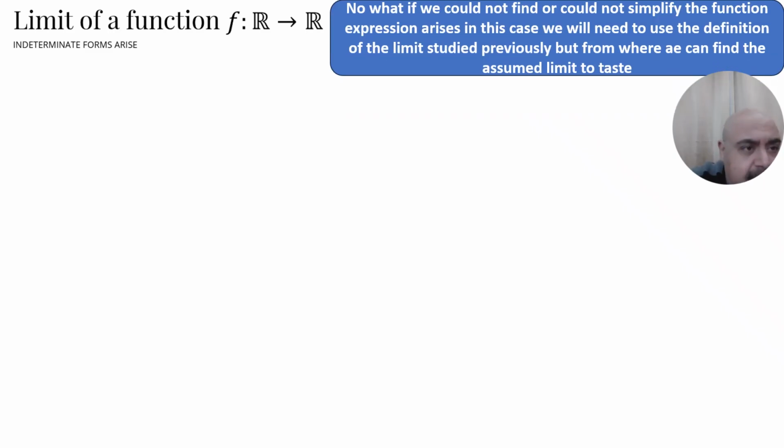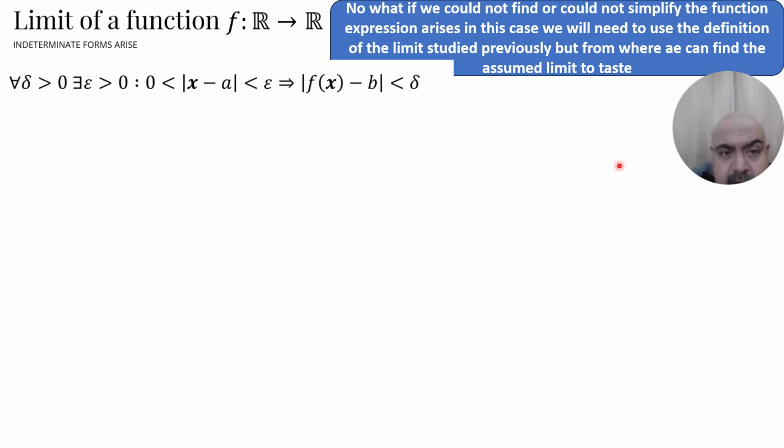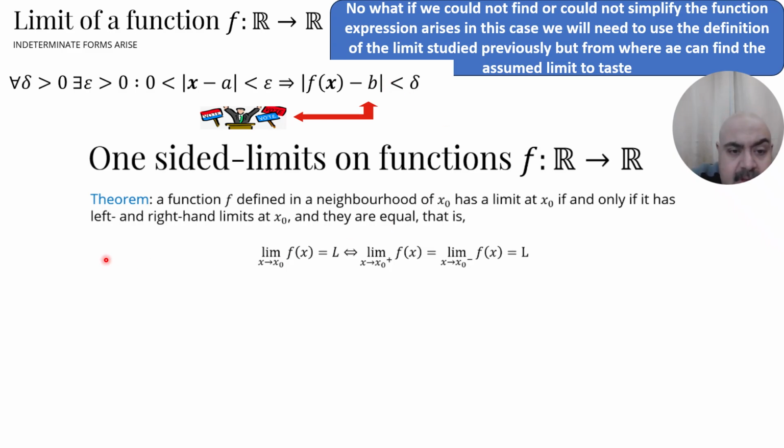Now, what if we couldn't simplify the function expression? In this case, we will need to use the definition of the limit studied previously, just to see if there is a proposed value for the function to be a limit, and check if it is possible or not. This is why I'm going to use the definition. I have to find a way to speculate the value of b in order to use the definition, like in the previous slides. I will start with one-sided limits on functions from R to R.